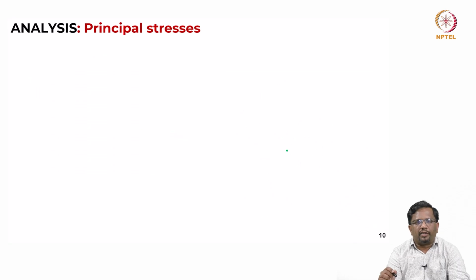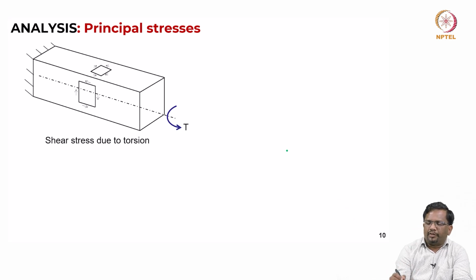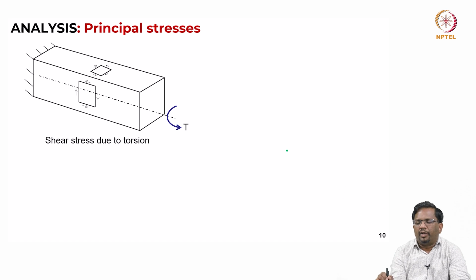Now let us look at it. In the last lecture on shear we already discussed what the effect of pre-stress is. So let us look at what happens for a torsion. This is a simple case of how the shear stresses will develop when a beam is subjected to a torque like this.